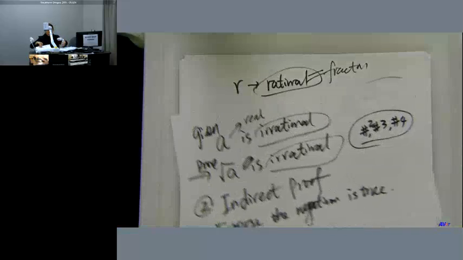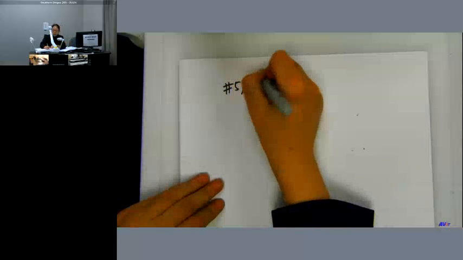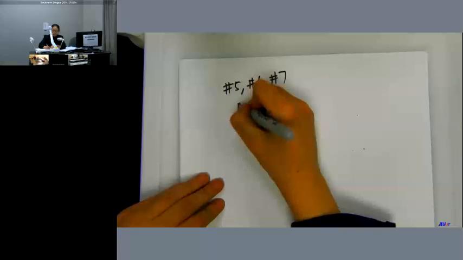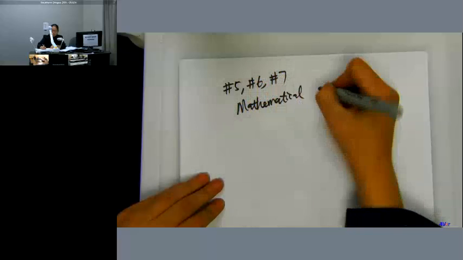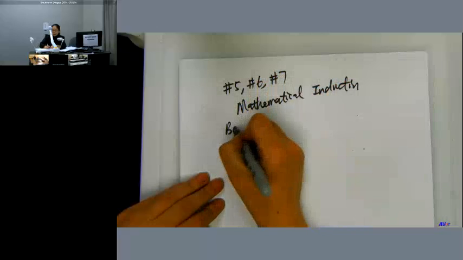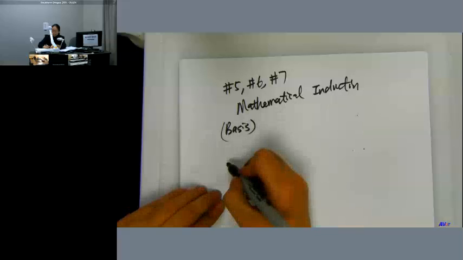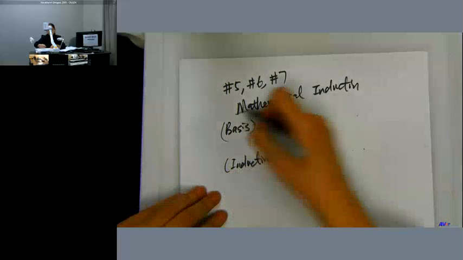The first one is proof by cases. Number 5, number 6, number 7, what kind of proof question are these? Mathematical induction, that's right. And we have been working on that recently. So how do you do mathematical induction? You always start with the basis, whatever you plug in, and then the inductive step. How do we do the inductive step?